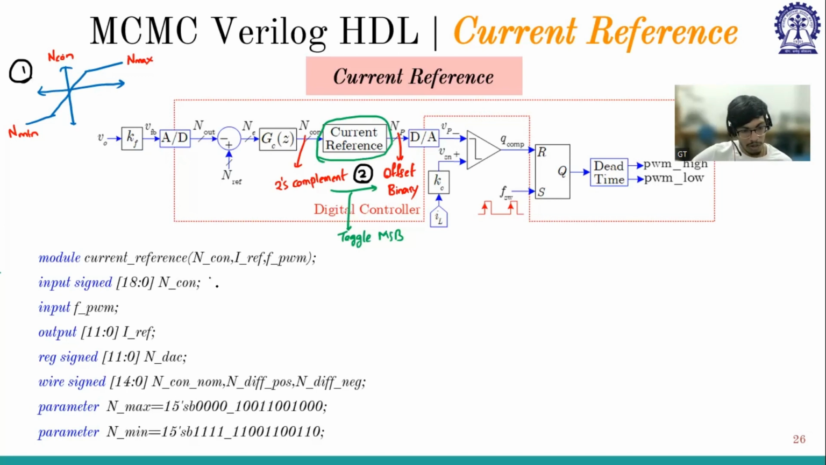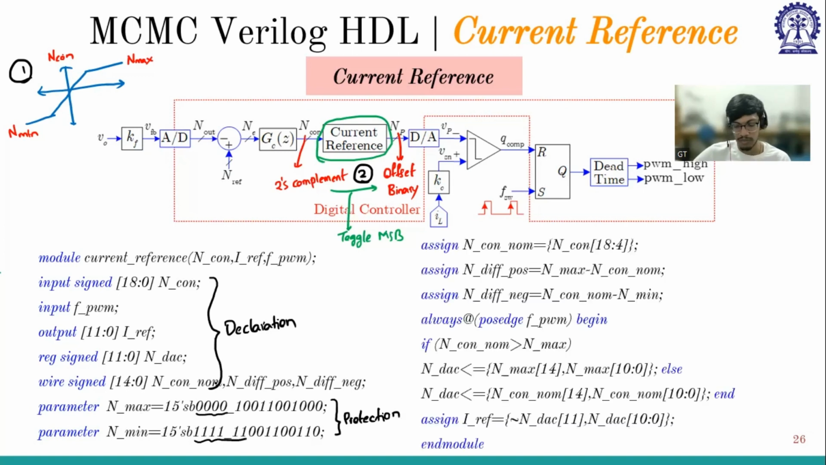So ncon, all these things up to this line are declaration, which I don't want to explain. They're self-explanatory. And these are the protection, maximum as well as minimum. Maximum is positive, right? So most significant bits are 0. Minimum is negative, so most significant bits are 1. As the most significant bit is 1, it is a negative number. So one is negative, the other one is positive. Although we are not using negative because our current is always positive, we are not using this n min, we are only using n max. But if your current goes negative also, then you can use this.